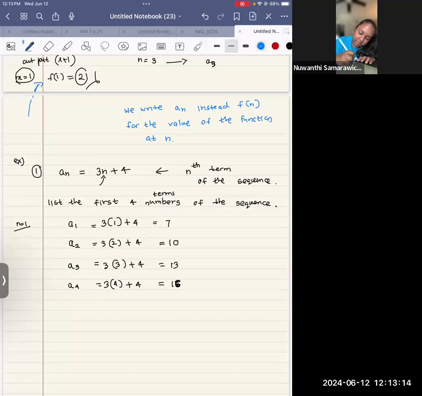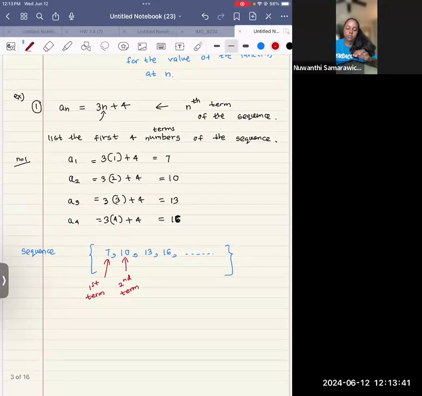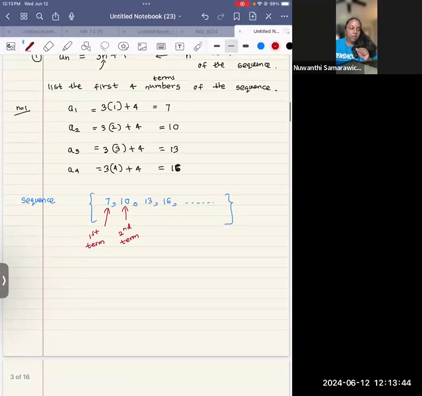If I write it as a sequence, your sequence will be curly brackets. The first term is 7, second term is 10, 13, 16. This will go on. Okay, so this is called the first term. This is called the second term. Like that. This is third term, fourth term. It goes on. Okay.